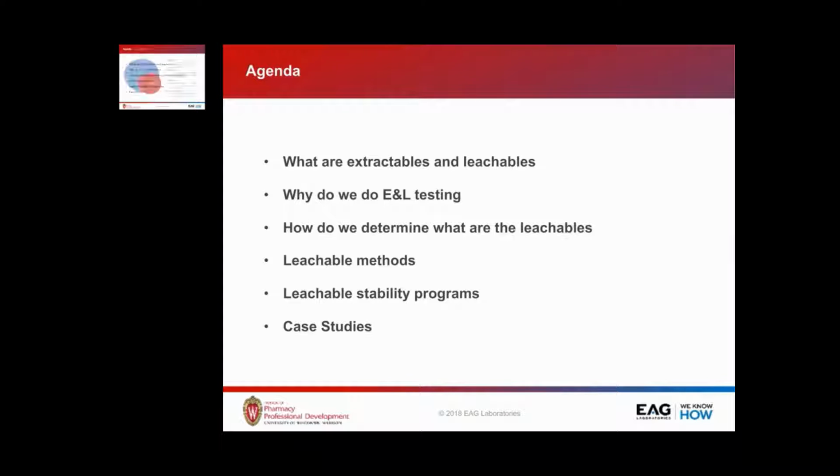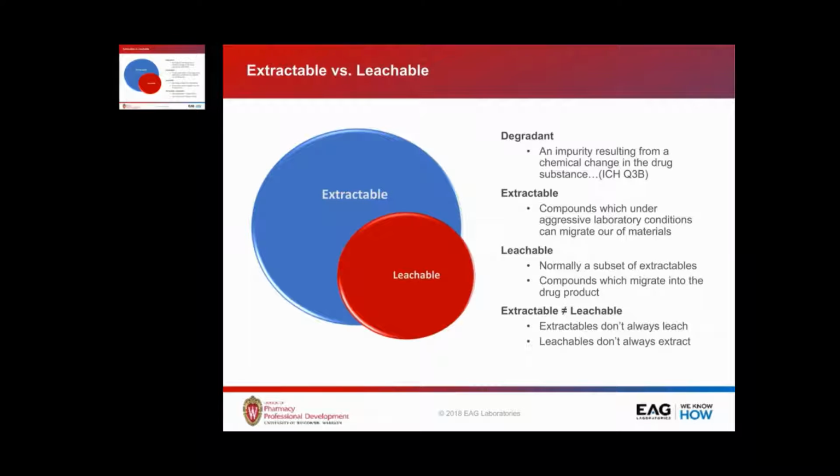So the first thing is to understand the difference of what we're talking about here. A degradant, as defined by ICH Q3B, is an impurity resulting from a chemical change in the drug substance. So you're talking about something directly related to your drug substance, and you're expecting it to potentially grow over time because it's degrading from your product.